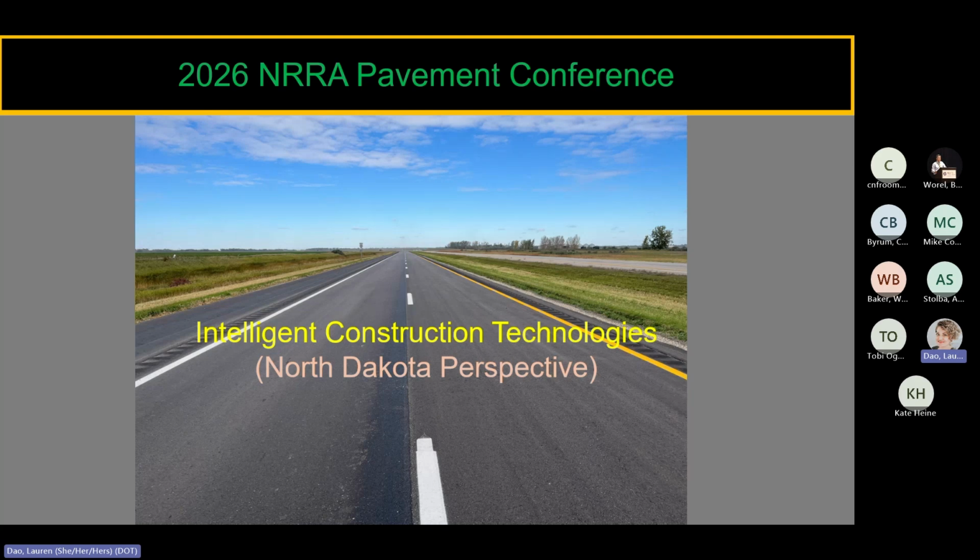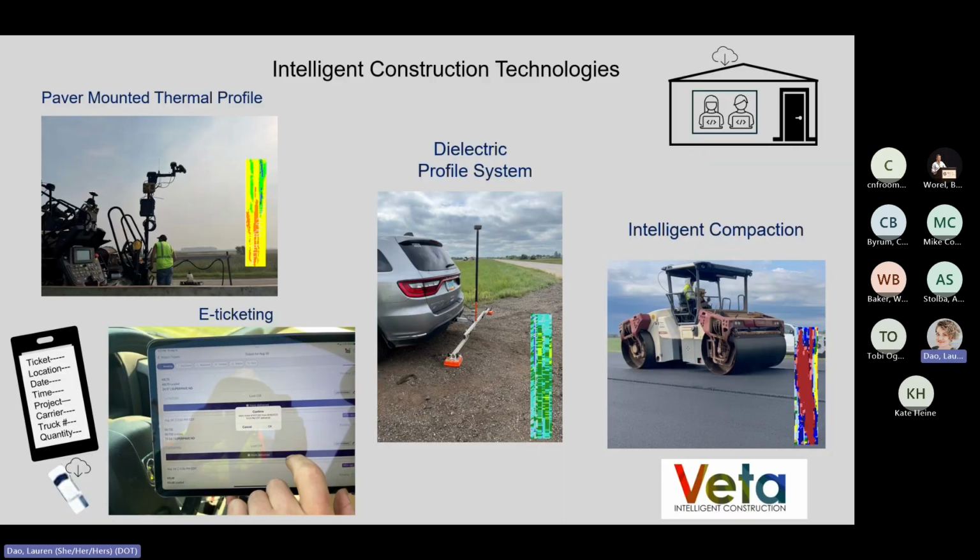So I'm going to talk a little bit about the experience North Dakota's had here in the last few years. I'm going to restrict it to 4 technologies today, although we're experimenting with more: paver-mounted thermal profile, dielectric profile system, intelligent compaction, and ETA.